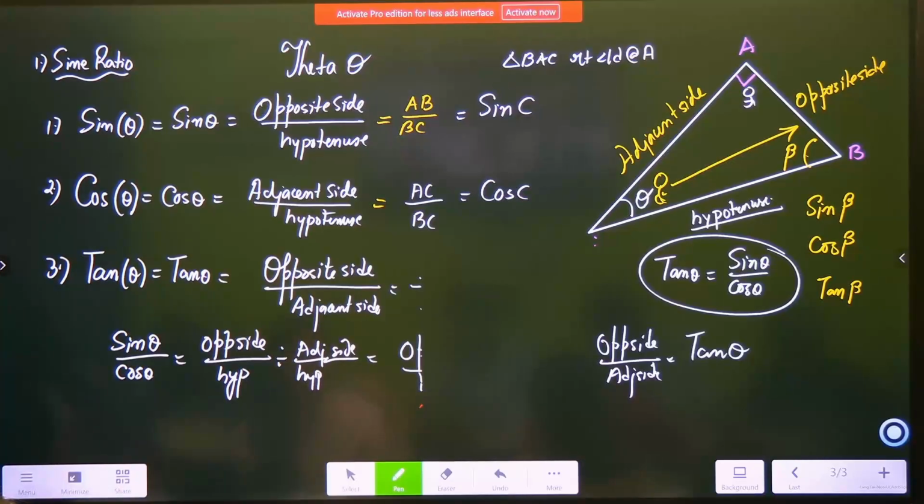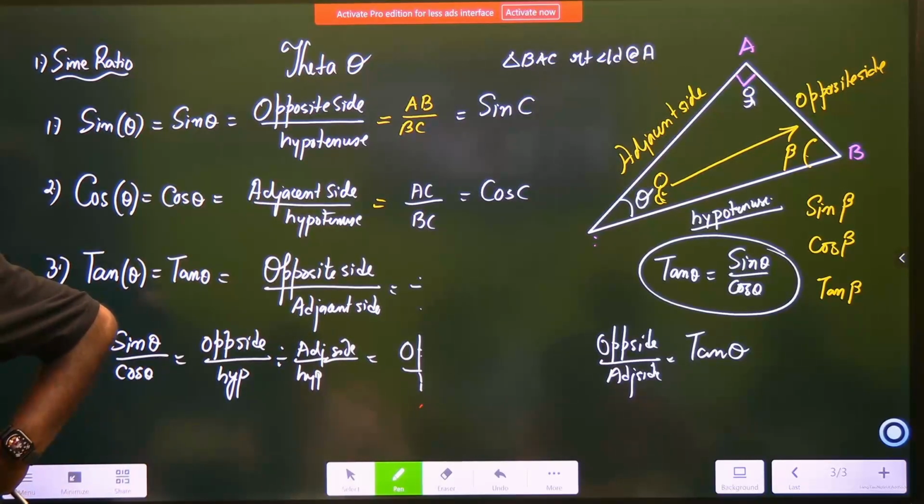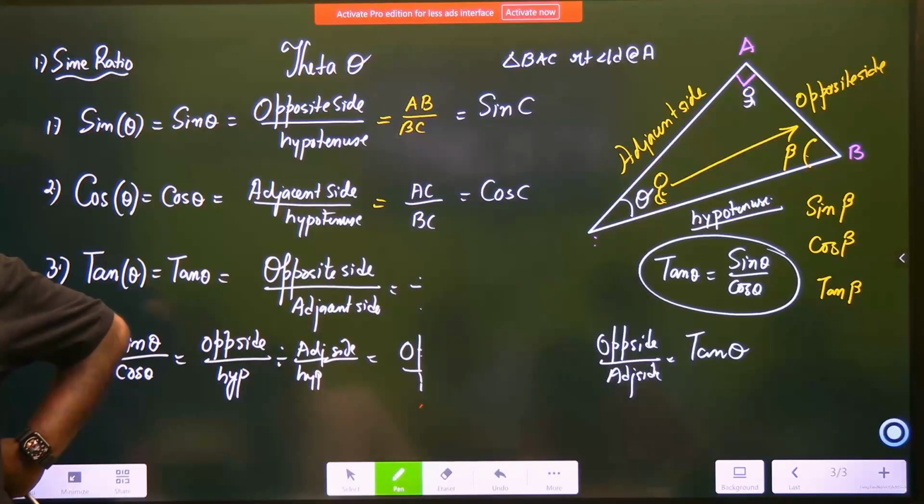No hurry, take it easy. Take your own time to find what is sine beta, cos beta, tan beta.